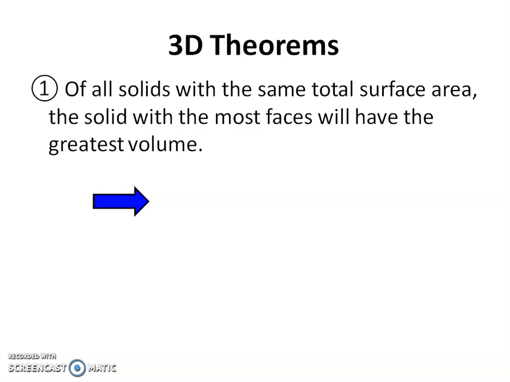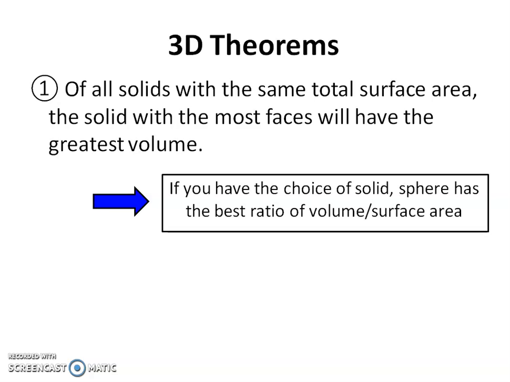In 2D, remember, that meant that the ideal 2D shape was a circle. For 3D, the ideal 3D solid is a sphere. It's effectively the solid with infinitely many very tiny faces.